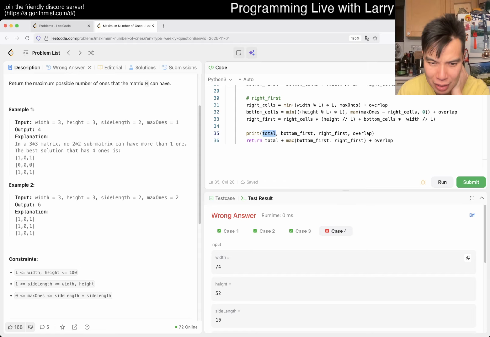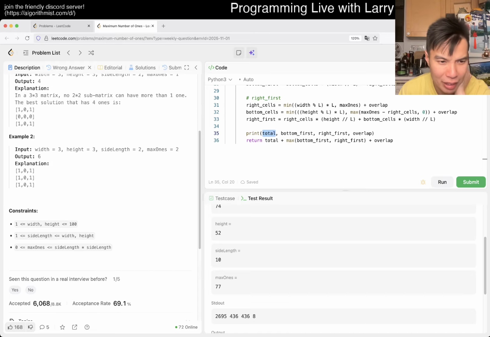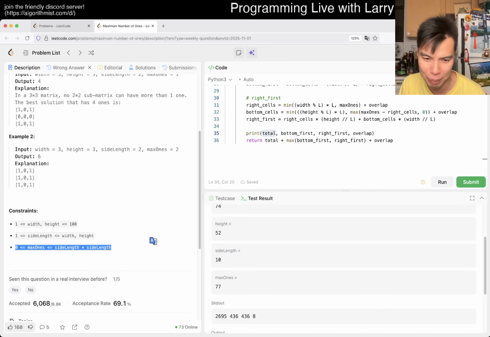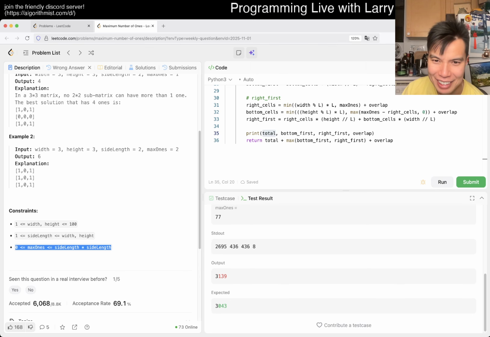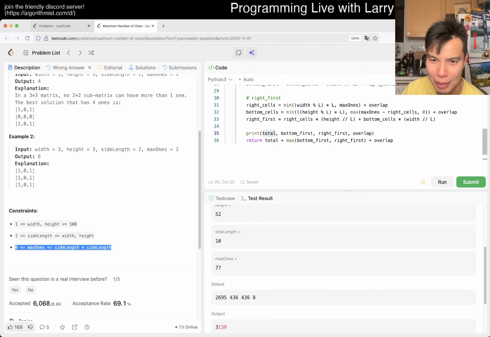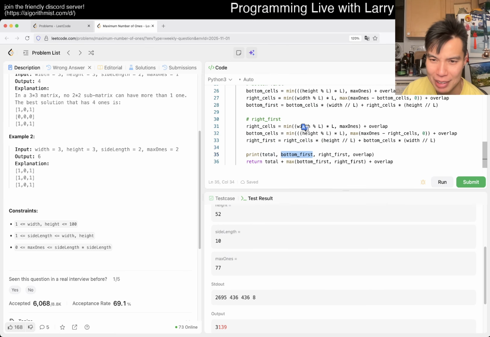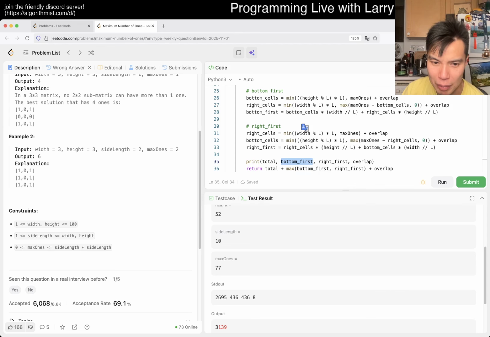Oh, unless, no. Yeah, I was like, maybe max ones can be bigger than that. That's the part that I know I didn't implement. That's for sure. Maybe we could just draw it out. I don't want to draw it out. But the bottom first part makes sense, or like it makes sense that this would be the wrong thing.